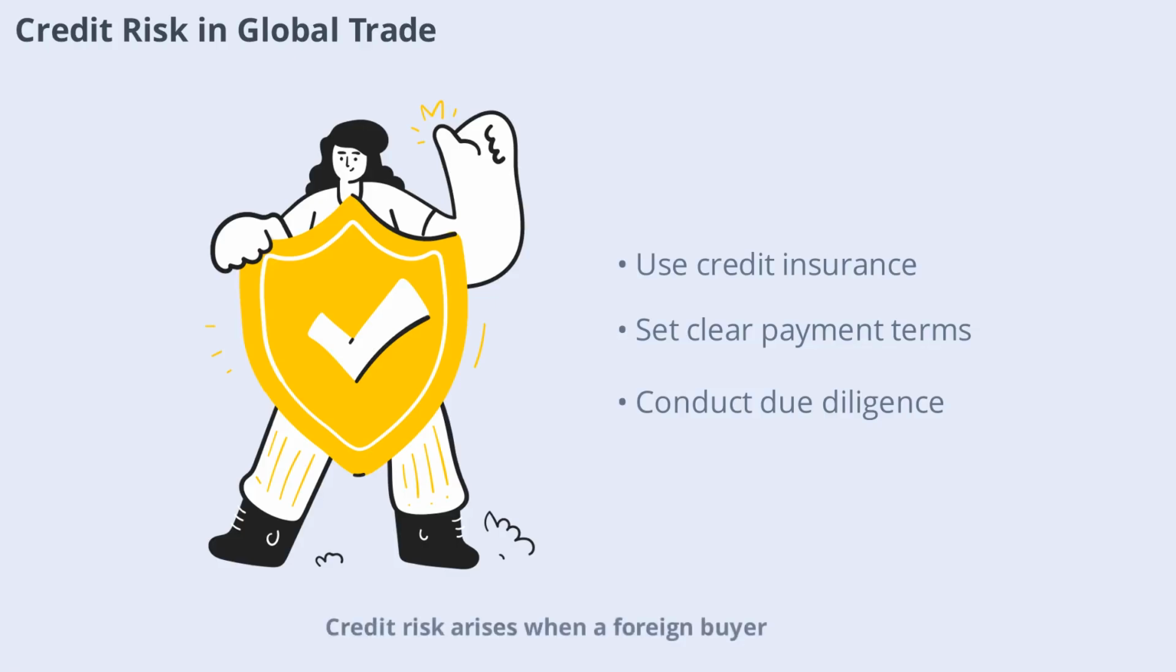Credit risk arises when a foreign buyer or partner fails to fulfill their payment obligations. This is especially common in international trade, where legal systems and business practices vary widely. To manage credit risk, companies often rely on credit insurance, letters of credit, or thorough due diligence before entering agreements. Establishing clear payment terms and maintaining strong relationships with trusted partners can also reduce exposure. By taking these steps, businesses can safeguard their cash flow and minimize the risk of bad debts.